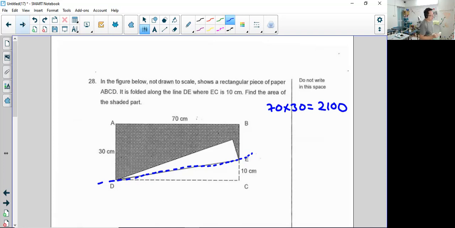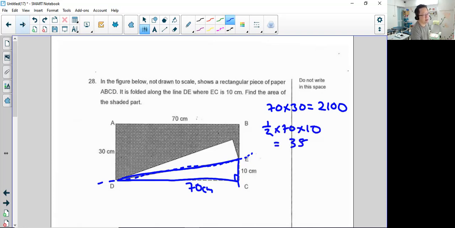So how do you find the unshaded triangles? You have a 70 here. Can we find the area of one triangle over here? What's the area of this triangle? Which is a right angle triangle. And that's easy to find the area because it's a right angle. So half times base times height, and you will get 350 centimeters square. And this area is identical to the other triangle here. So what is the total unshaded area? You just take 350 times 2. Because when you fold something, you have two shapes that look exactly the same. So the unshaded area is 700 cm square.